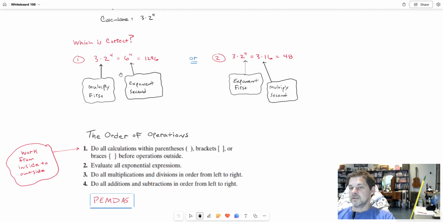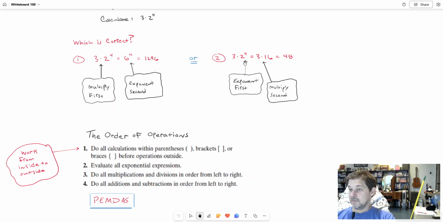Now let's go back up here. I was showing you up here with which of these is correct. I said, well, if I do it different ways, I get different answers. Which way should I do it? The second way. Exponents come before multiplying, right? 1, 2, 3, 4. Second step, evaluate all exponents.